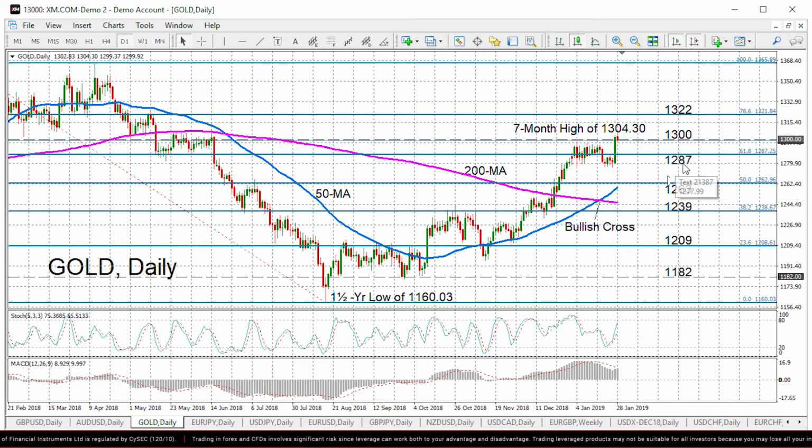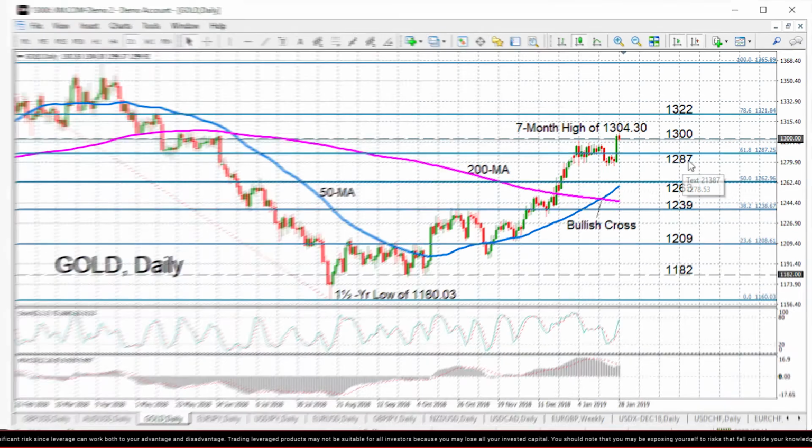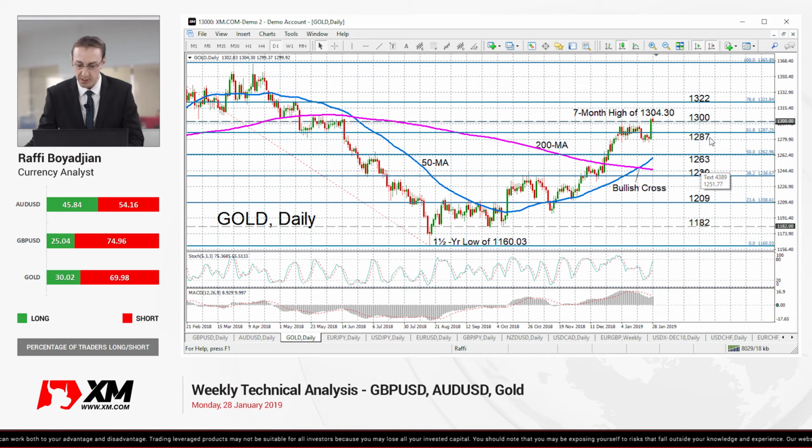But if we were to see a downside reversal, the 61.8% Fibonacci retracement could provide some support at 1,287. Further down, the 1,263 level could come into focus, and then further down, even below that, the next support could potentially come at 1,239.